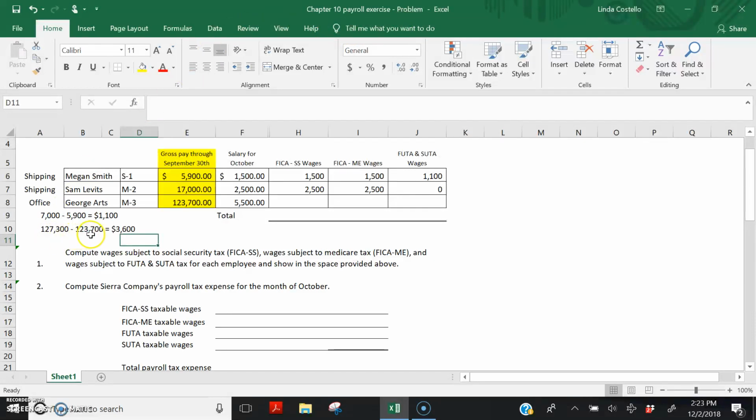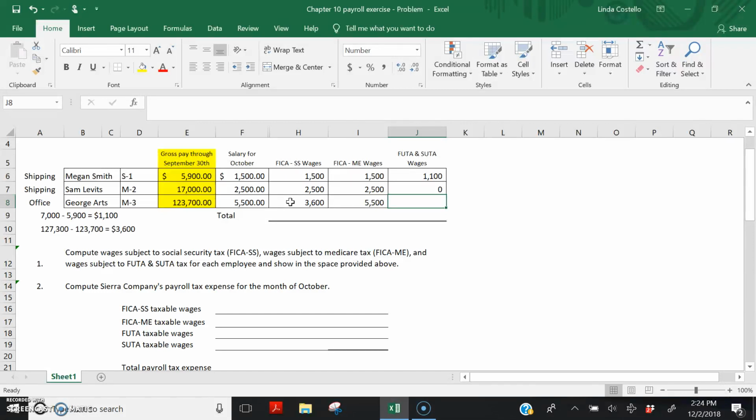$127,300 wage base minus his year-to-date gross wage through September 30th, on which all taxes have already been paid, $123,700, equals $3,600 of wages still subject to Social Security tax. The rest of his gross wages are exempt from Social Security tax for the rest of the calendar year. So put $3,600 in the FICA Social Security wages column. There is no limit on wages subject to FICA Medicare tax, so all $5,500 of George's October salary is subject to Medicare tax. Put $5,500 in the FICA Medicare wages column.